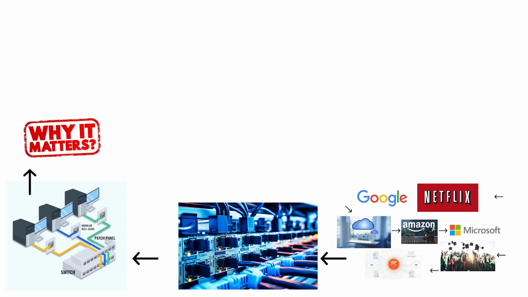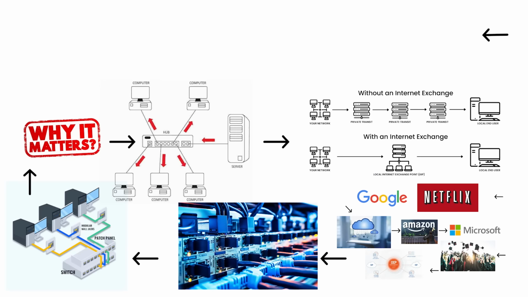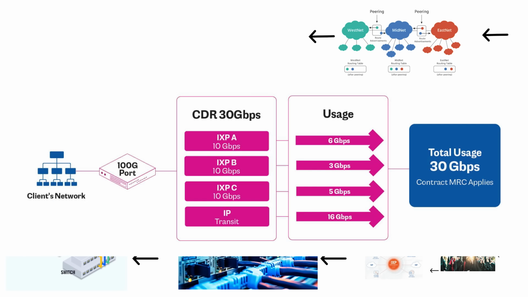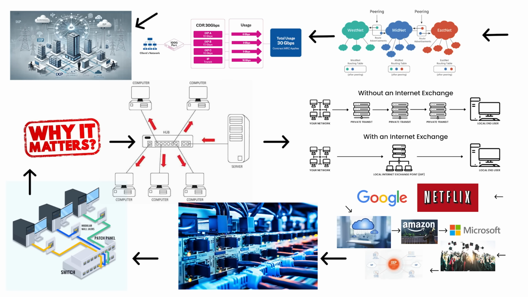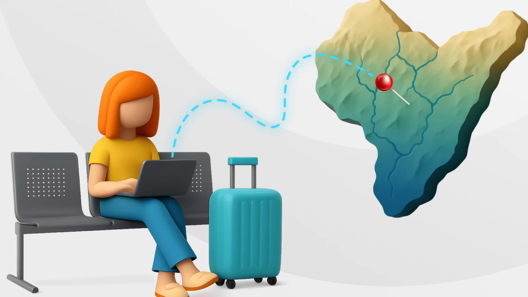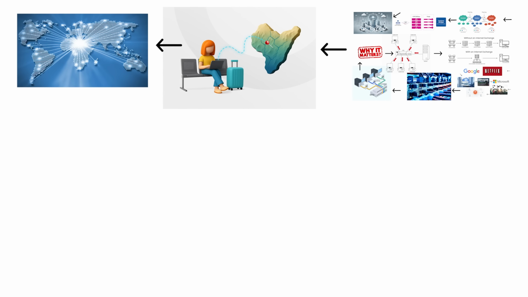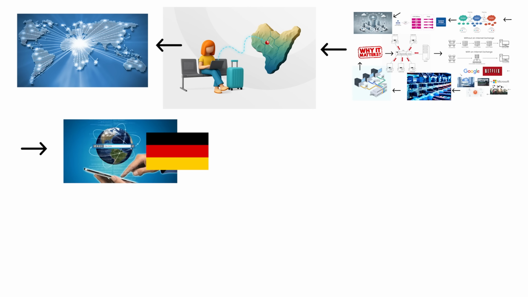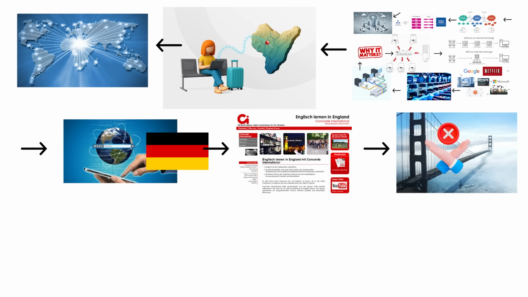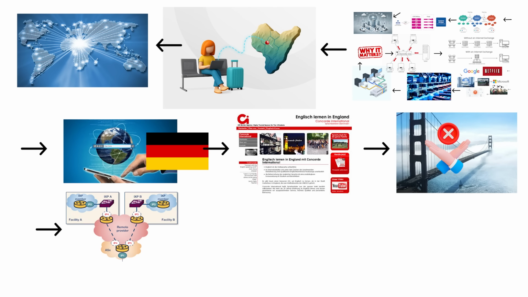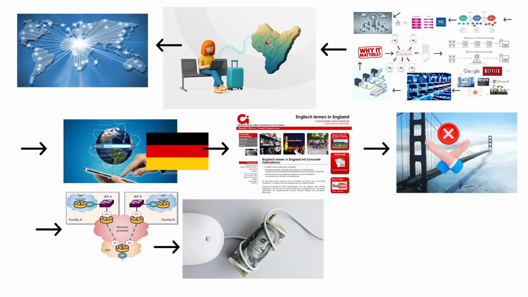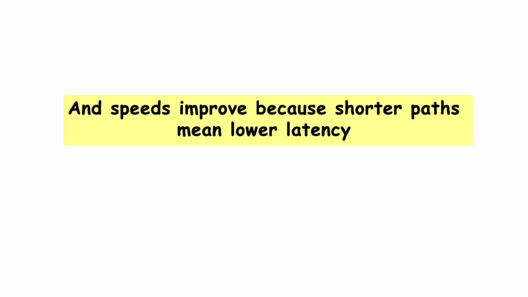Here's why IXPs matter so much. Without them, every network would need to negotiate and pay for connections with every other network individually. That would be a nightmare. Instead, networks go to an IXP, pay a membership or port fee, and suddenly they can peer with dozens or hundreds of other networks all in one place. This has huge benefits. Local traffic stays local instead of being routed halfway around the world. A user in Germany trying to reach a German website doesn't have their data bounce through the US. If both networks connect at the same German IXP, costs drop because networks aren't paying expensive transit fees for traffic. They can exchange directly, and speeds improve because shorter paths mean lower latency.